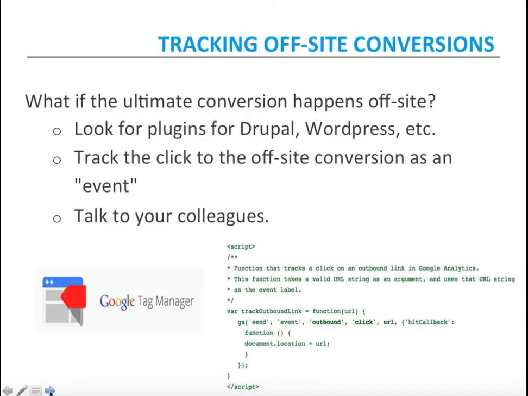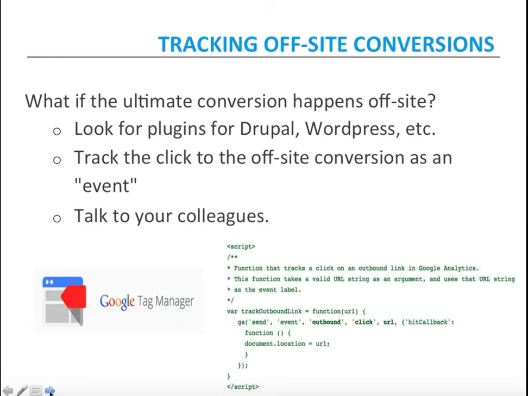So now let's talk about offsite conversions. A lot of times, at least for us, the ultimate conversion happens off the site, not on the site that you own and maintain. So you can't track to the ultimate conversion. So what's the next best thing? If you're using a content management system like Drupal or WordPress or even Joomla, all of them have plugins to be able to track offsite clicks as an event, and you can set those up. That's really what we found is the easiest thing to do: track that offsite link as an event. If you're using Google Tag Manager, you can set that up there. You can set it up directly on your page if you're not.